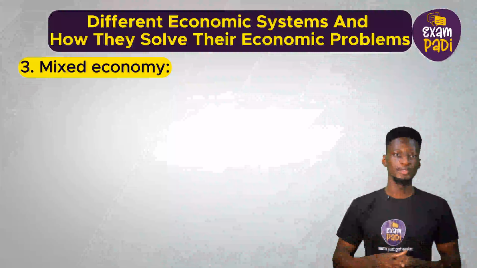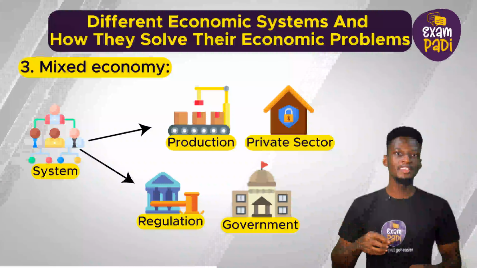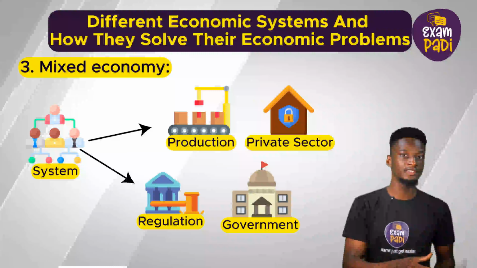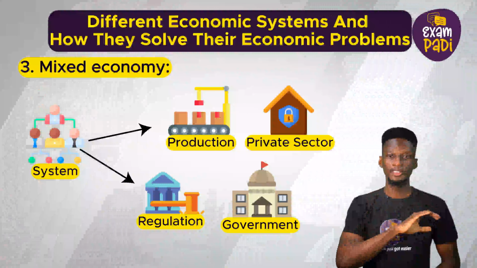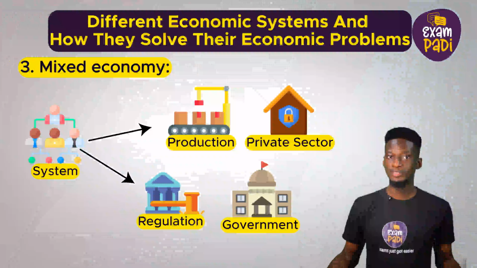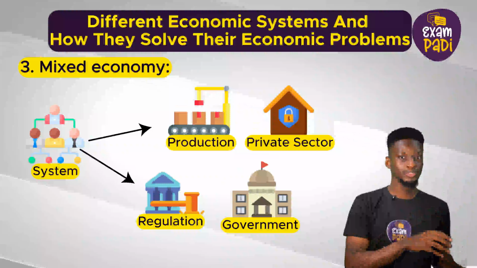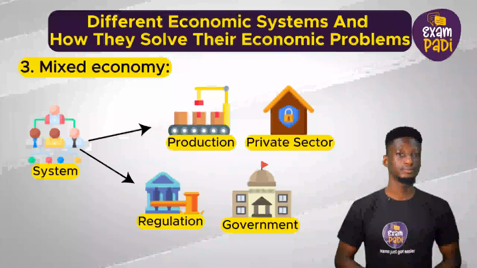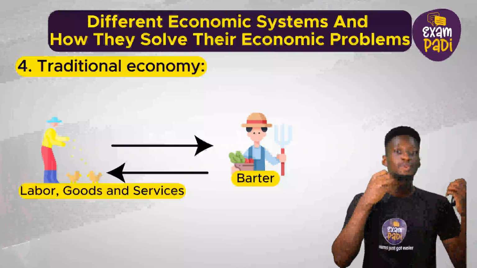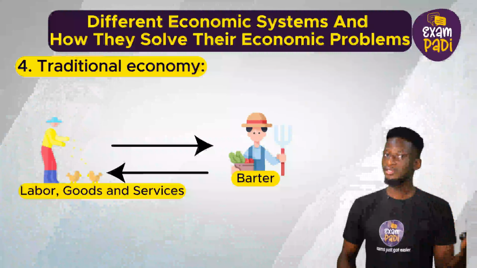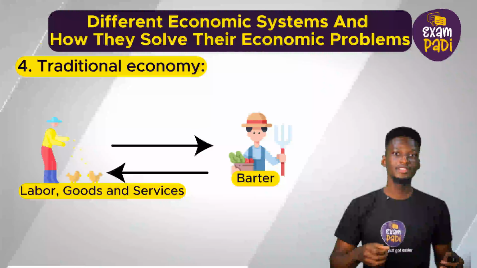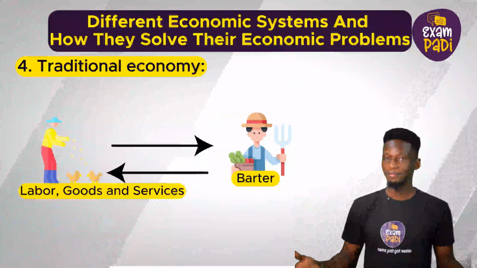3. Mixed economy. A mixed economy combines elements of both market and planned economies. It involves a combination of government intervention and market forces in resource allocation. For example, countries like Sweden and Canada have mixed economies that balance free market principles and social welfare programs. 4. Traditional economy. In a traditional economy, economic problems are addressed based on customs, traditions, and historical practices. Many indigenous communities still follow traditional economic systems based on subsistence farming, herding, and barter.